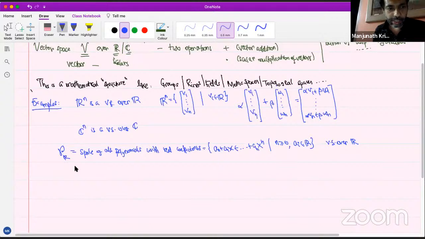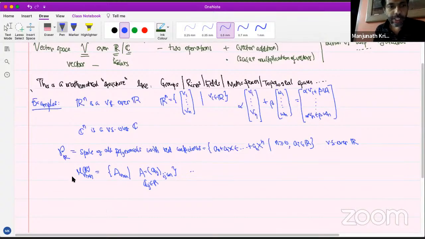And somebody said n cross n matrices. M n cross n is the set of all matrices with Aij in R, real numbers. So this would be Mn of R, M n cross n of R. Similarly, you can define it over complexes, etc.